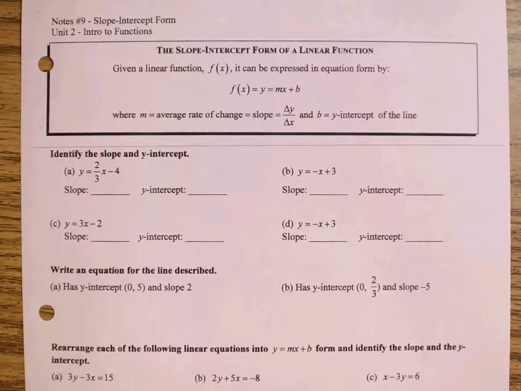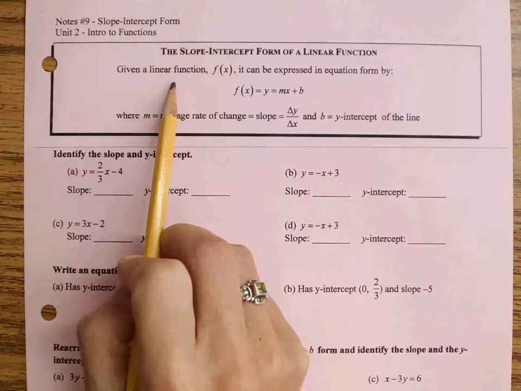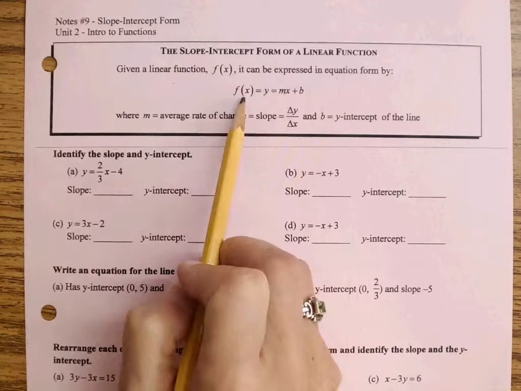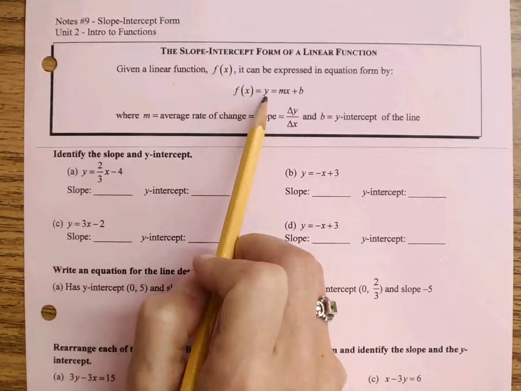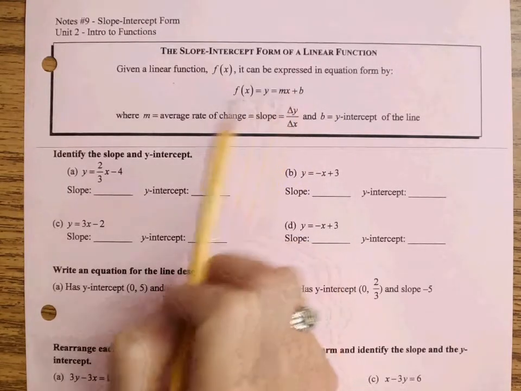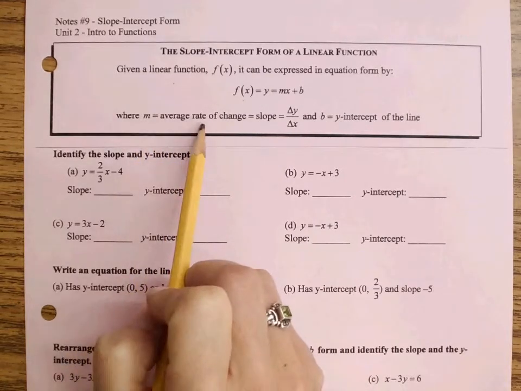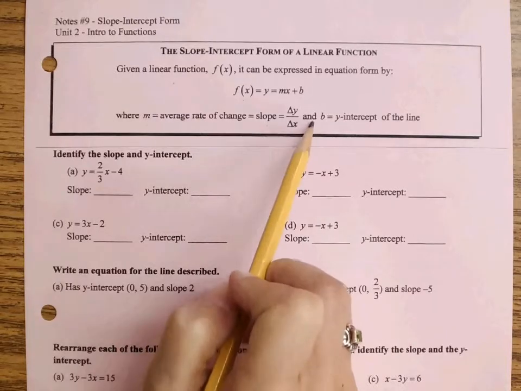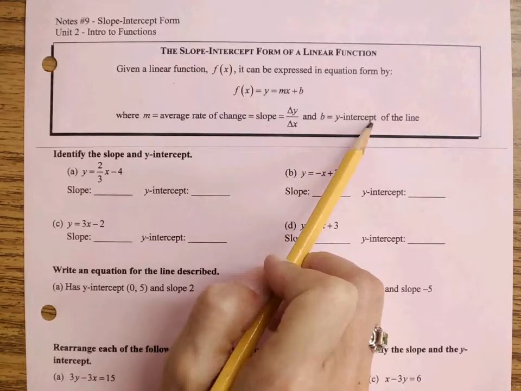All right, let's go ahead and talk about today's notes. We're talking about the slope-intercept form of a linear function. Given a linear function, we talked a little bit about this earlier. This is a certain kind of function with a constant rate of change, and it makes a straight line. f of x can be expressed in an equation in the form f of x, which is also equal to y, is equal to mx plus b. Remember that m is the average rate of change, which is slope. Slope is the change of y over the change of x, and b is the y-intercept of the line.